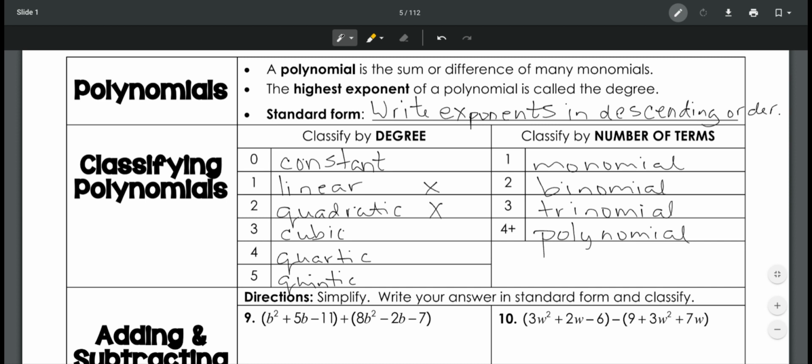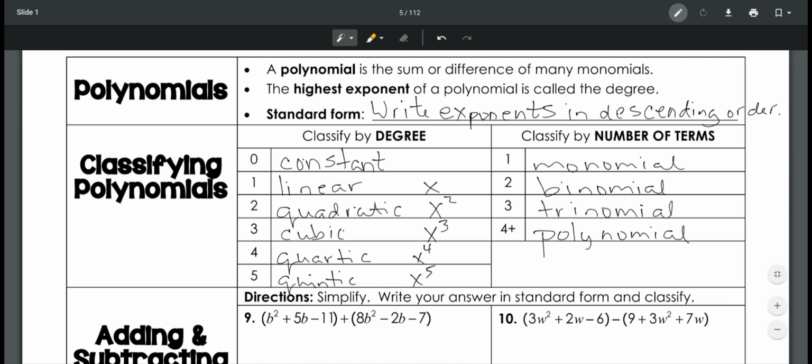Quadratic means your degree is 2. Cubic means it's a 3. Quartic means the largest exponent in your problem is a 4. And quintic, the largest exponent in your problem is a 5. Now, that does not mean that you can't have additional exponents. It just means that the largest exponent in your problem would be a 5.